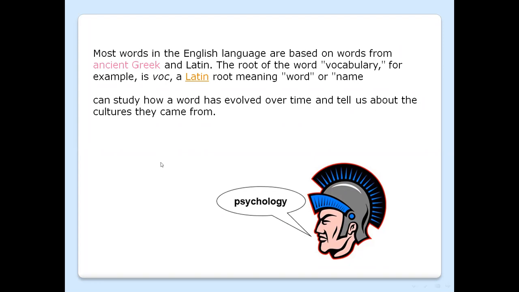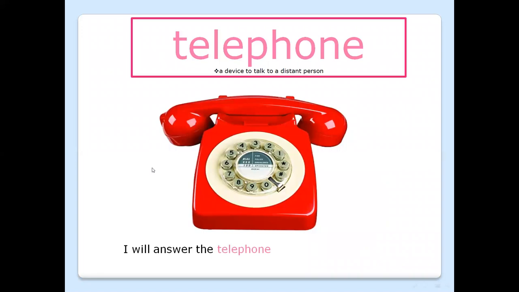Let's start. The first Greek word for today is telephone. Please repeat after me. Telephone. Telephone is a device to talk to a distant person. I will answer the telephone. This is a sentence. So the first Greek word that came from ancient Greek civilization is telephone.